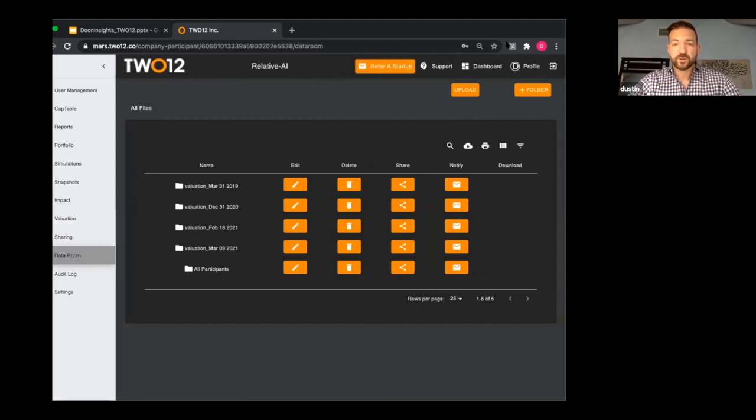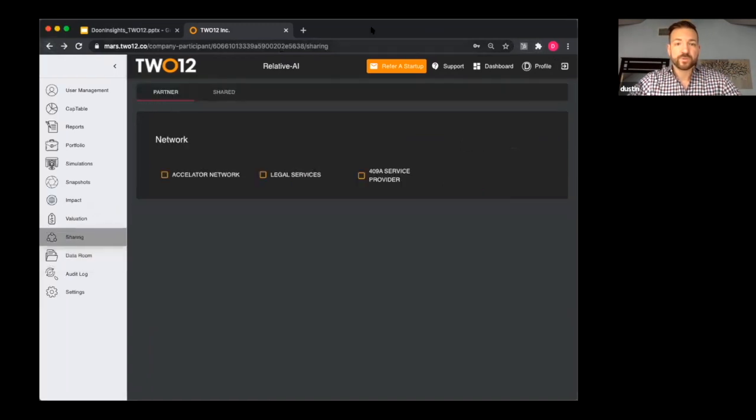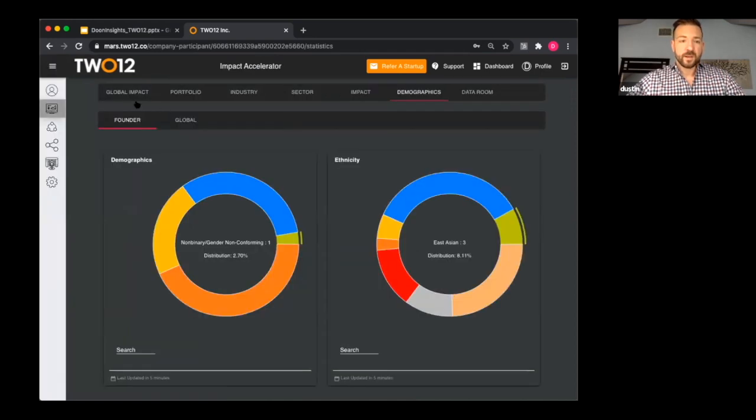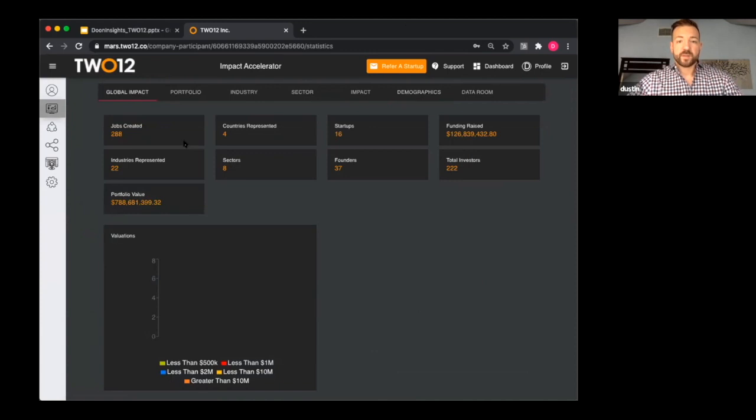And I can show you real quick how this might unfold if we were looking at it from the perspective of an accelerator. The accelerator also has their own dashboard. It looks a bit different. The information is all being pulled in real time. They've got 16 companies, 4 countries, and they can say in real time, hey, 288 jobs created. We went through the impact of the MassChallenge accelerator, and we built this to their specifications.